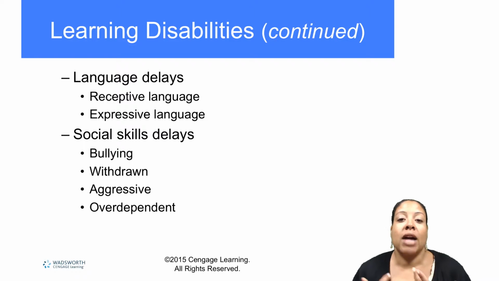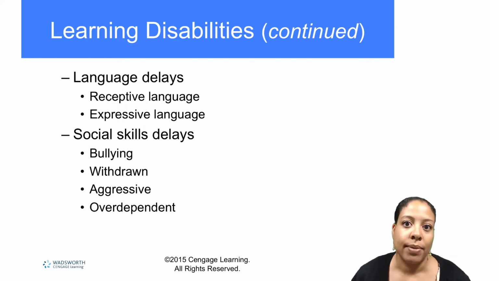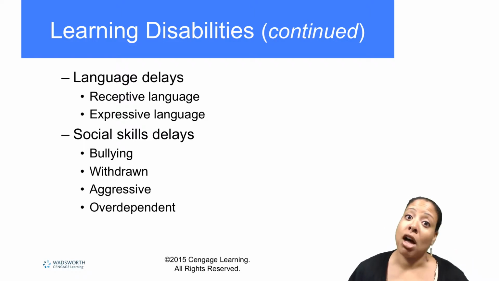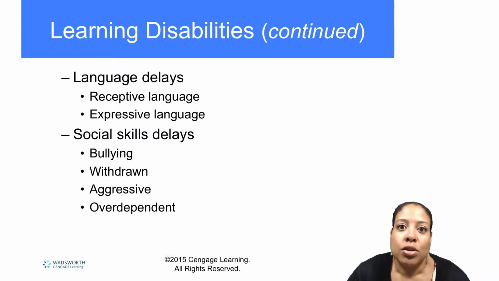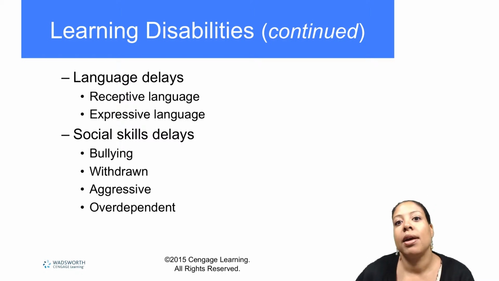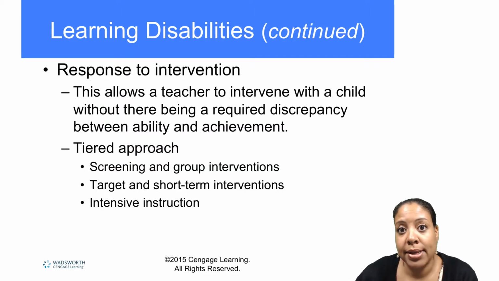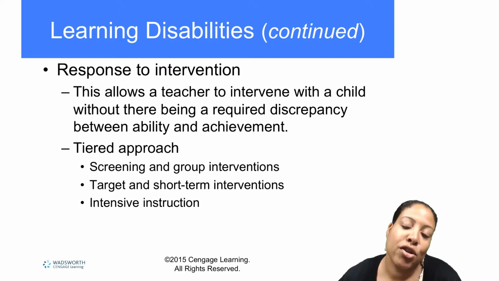Expressive language is a child's ability to express themselves verbally. So for them to be able to say, "Mommy, I took off my shoes," that's expressive language. There's also social skills delays that fall under learning disabilities categories, and that could include bullying, being withdrawn, aggressive, and being over-dependent. Response to intervention.